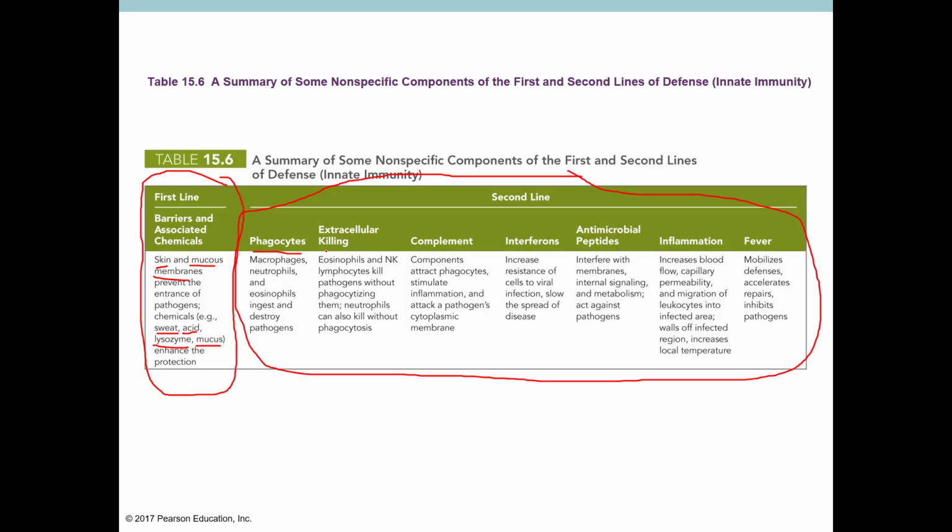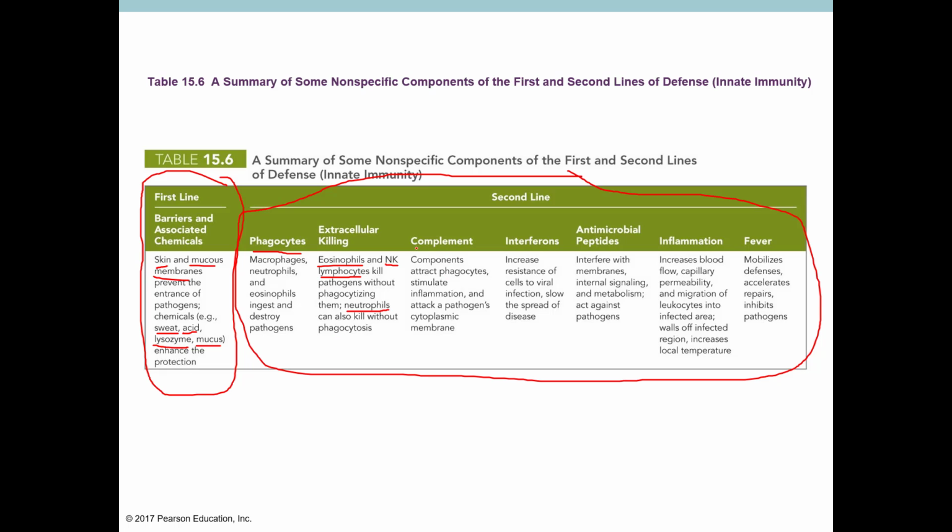Then you have the cells that kill without phagocytosis. So remember the cells that come up next to another cell and secrete something onto them to destroy them. So eosinophils destroy helminths. Natural killer cells target mainly virally infected cells. And then neutrophils make those nets, N-E-T, which are fibers that catch bacteria.